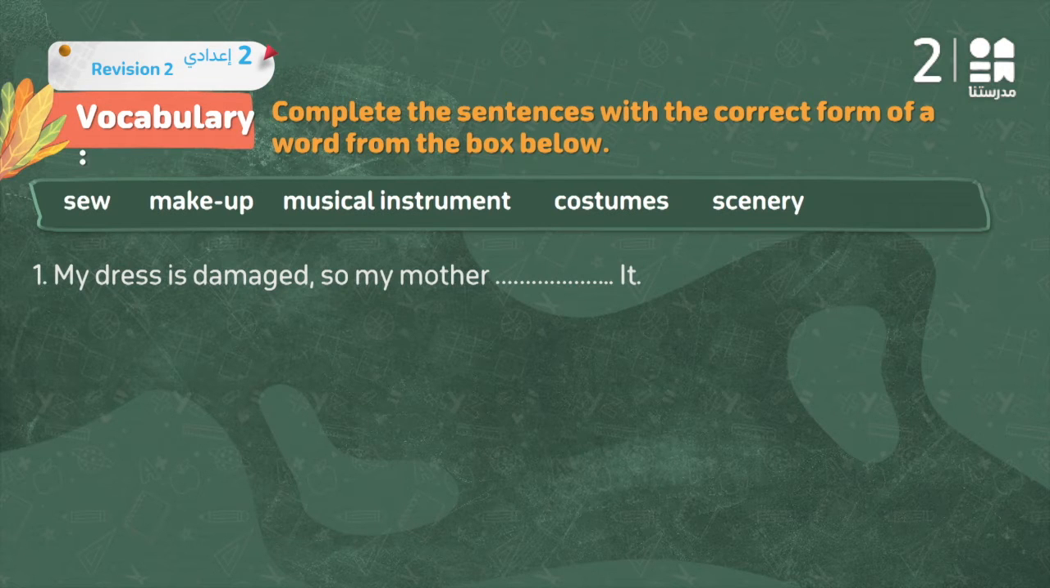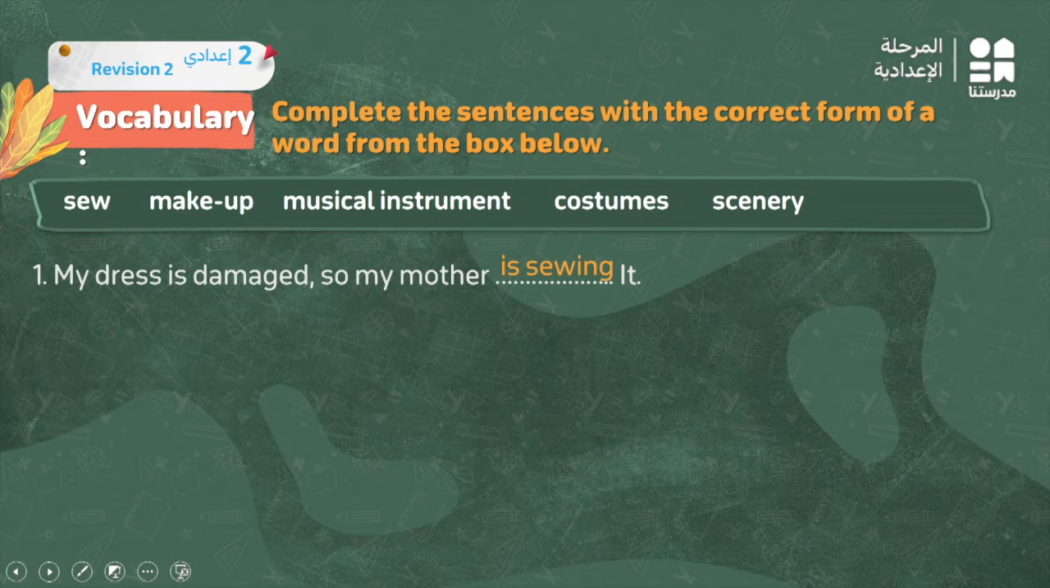So, here we have this sentence. My dress is damaged. So, my mother is sewing it. So, what's the suitable word? Can you guess? But here, if we are going to choose a verb, we have to put it in the correct tense. So my dress is damaged, so my mother is sewing it. I can't say my mother sew it, because sew is the infinitive. It needs a plural subject before it and mother is singular. So that's why I will use is sewing.